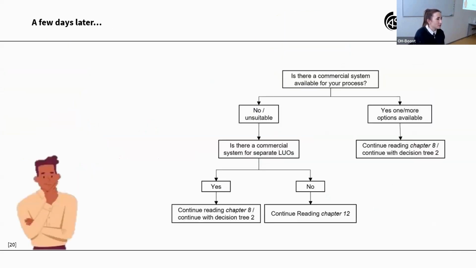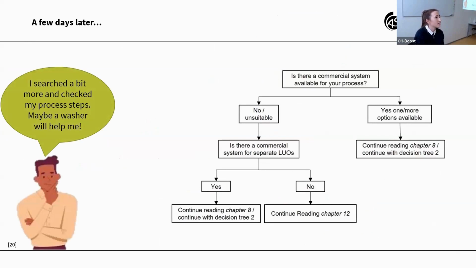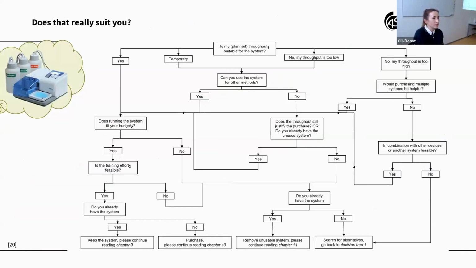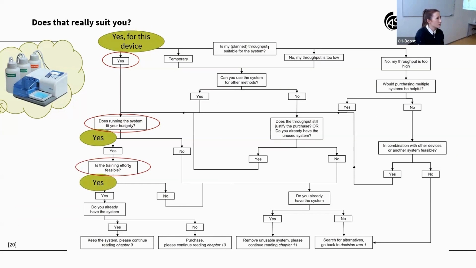A few days later, John searched a lot and checked again his process from the table before, and maybe a washer will help him. So there is a commercially available system, and we can go again through decision tree 2. In this case, his planned throughput is suitable, and running the system also fits his budget. Training is feasible because it consists of the operating manual, and he doesn't have the system, so it's recommended to purchase the system.